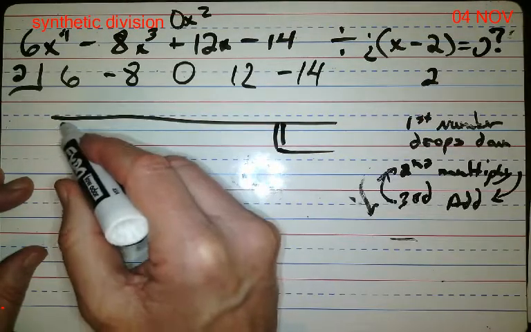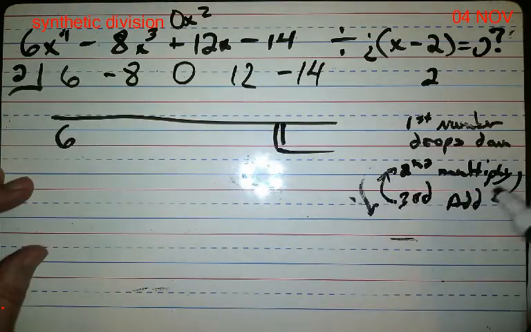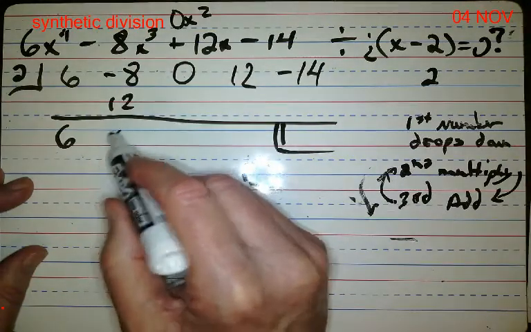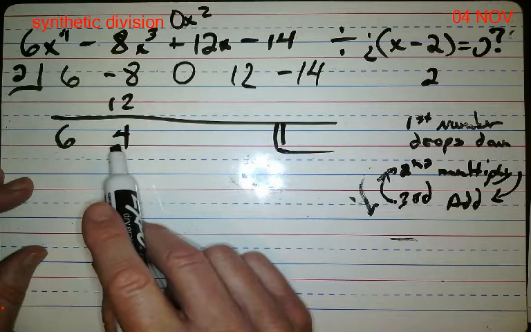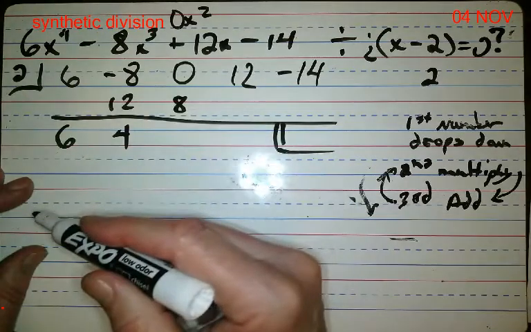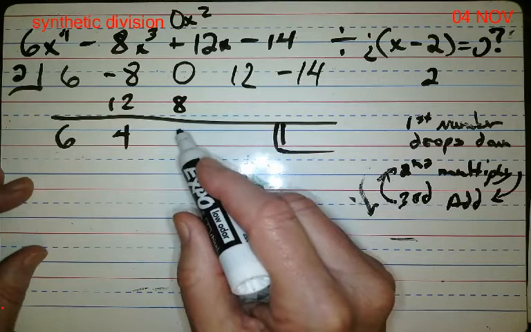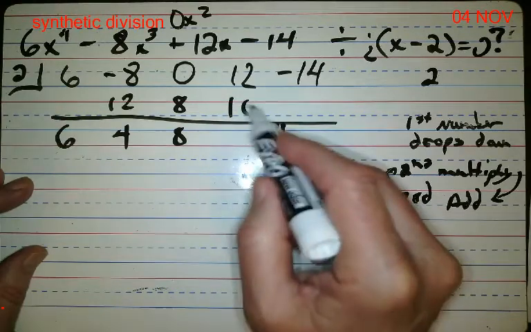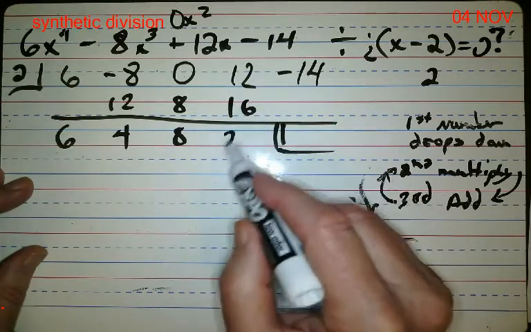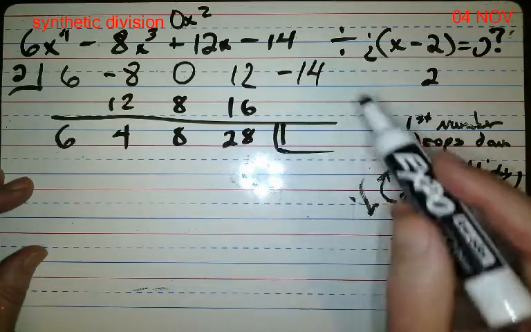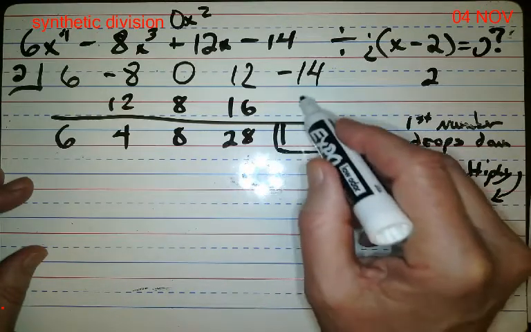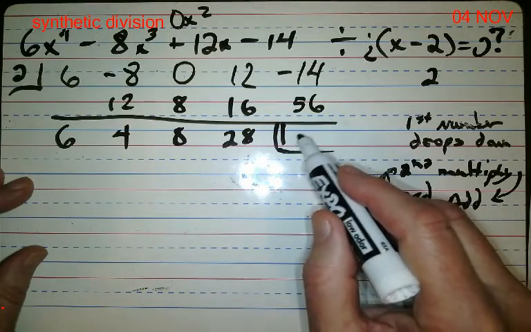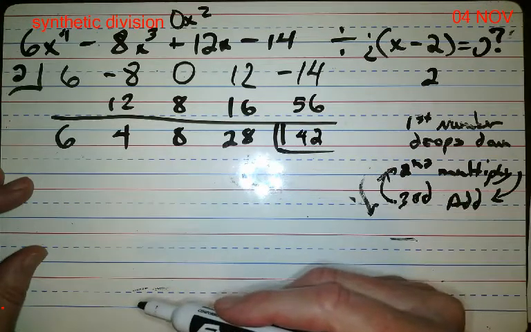The first number always drops down. Then remember, what's next? Multiply. So I get 12. Add. So I get 4. Multiply. So I get 8. Add. So that makes 8. And then multiply is 16. Add is 28. Multiply, oh my goodness, that's gigantic, 56, add would be 42, right? That's the remainder.